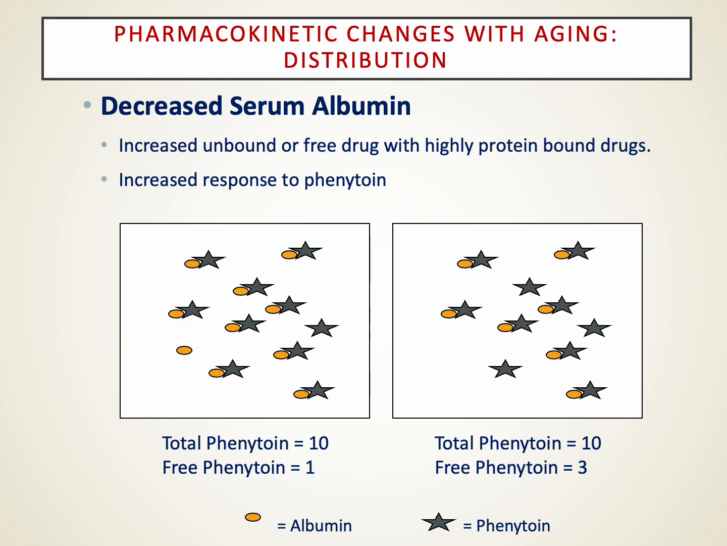Older patients also have reduced albumin on average. That certainly, if they have liver failure, is more common. But older patients in general, particularly those who might be nutritionally deficient, have less albumin. And that means for highly protein-bound, albumin-bound drugs, those drugs are going to have a higher percent of free fraction and ability to cross membranes. So that's an issue for us for those very highly protein-bound drugs.